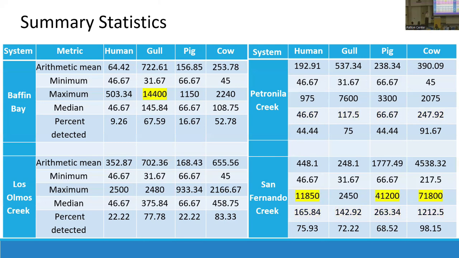And lastly, to further hone in on that point, San Fernando Creek had 3 of the maximum values for every single marker. It had the max human, it had the maximum pig concentration, the maximum cow concentration. The only one that it didn't have the max of was the gull, which happened in Baffin.